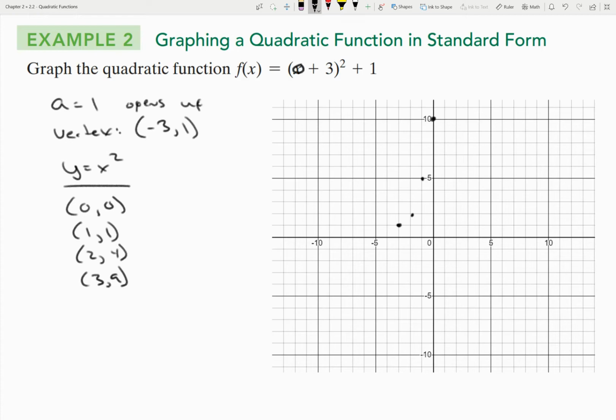And again, if you had plugged in a number like 0, 0 plus 3 is 3, squared is 9, plus 1, 10. So your input would be 0, your output would be 10, and we have that point right there. Now reflect all these points across the axis of symmetry, and we get our graph. The axis of symmetry is, of course, always through the vertex.